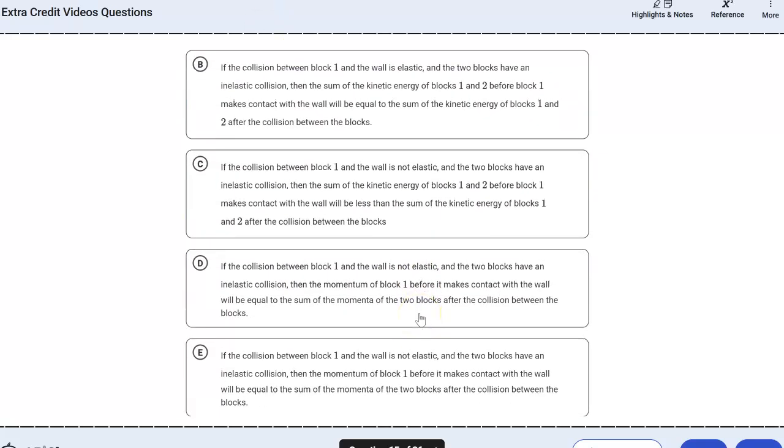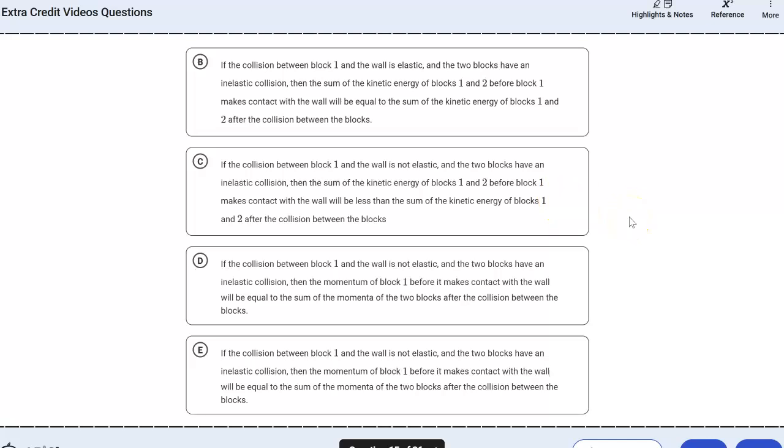C. If the collision between block 1 and the wall is not elastic, and the two blocks have an inelastic collision, then the sum of the kinetic energy of blocks 1 and 2 before block 1 makes contact with the wall will be less than the sum of the kinetic energy. So no, that's not necessarily true. It could be true, but doesn't have to be.